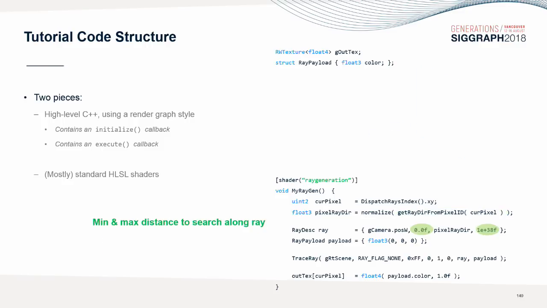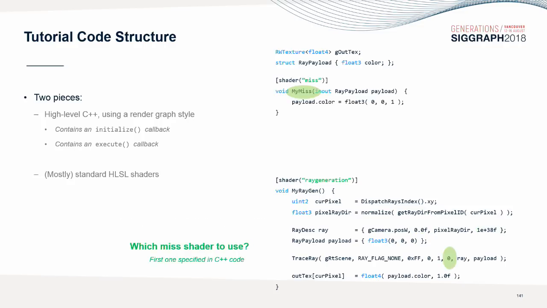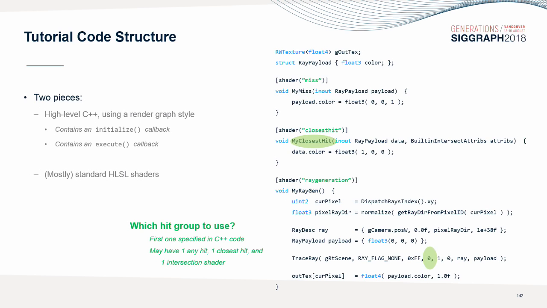These values here are the min and max distance to search along the ray. I'm using miss shader number 0, which again I specified in that order in my code. I'm using hit group number 0, corresponding to my closest hit shader. And I only have one hit group, so that's that value there.